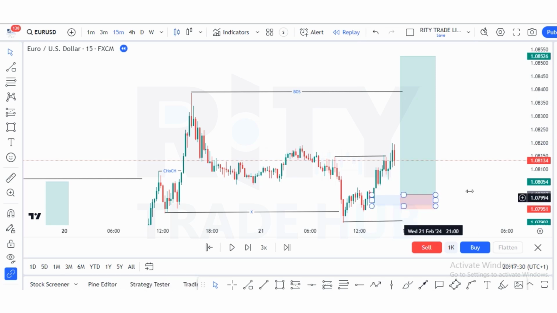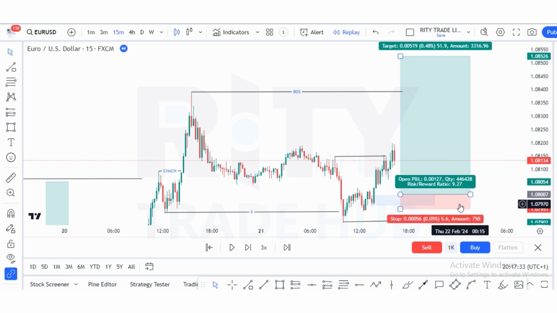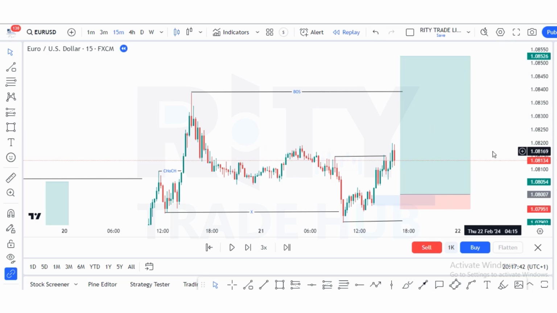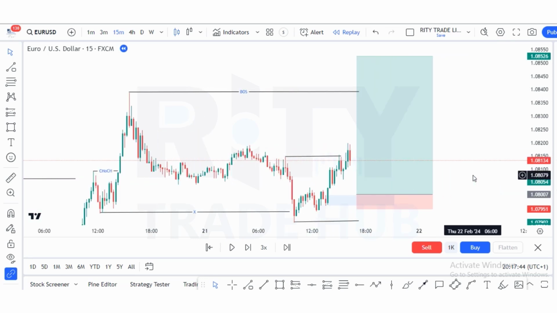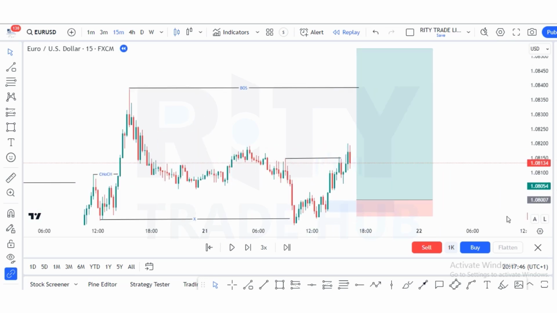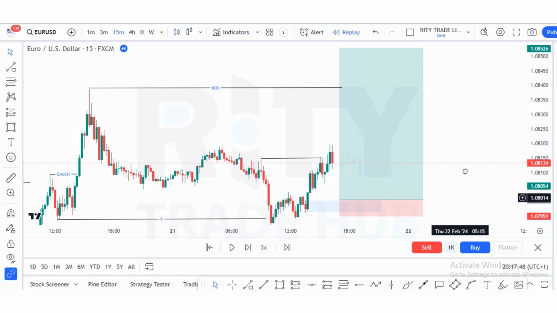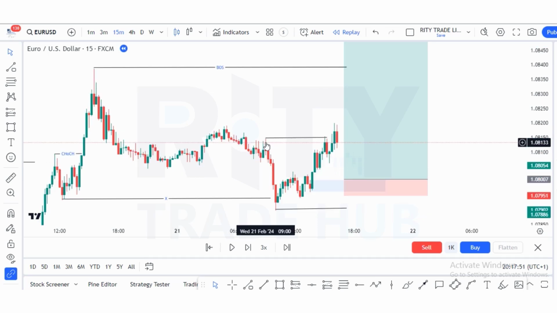Okay, so I'll go ahead now and play price forward. Our risk to reward is amazing. We have a stop loss of 5 pips to bag 51 pips profit. Let's play price forward and see how this setup plays out for us. Remember, this is a high probability trade setup because our internal structure switched from bearish to bullish right here. So let's play price forward, guys.